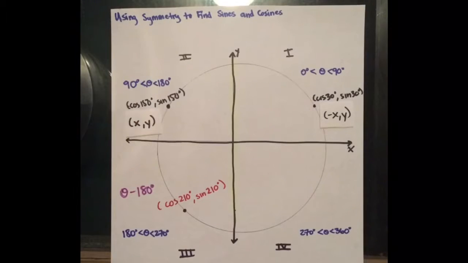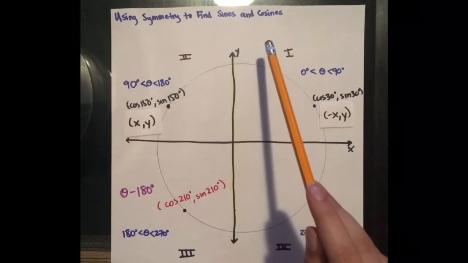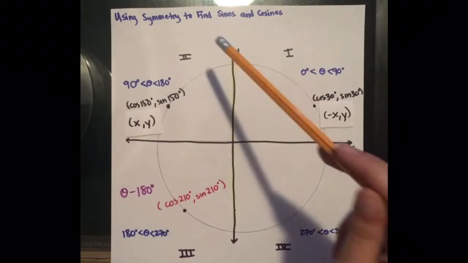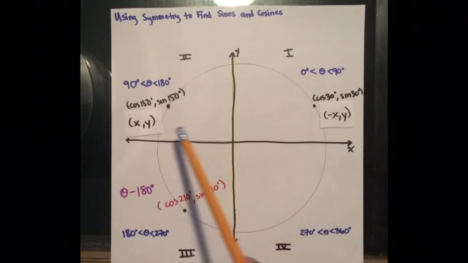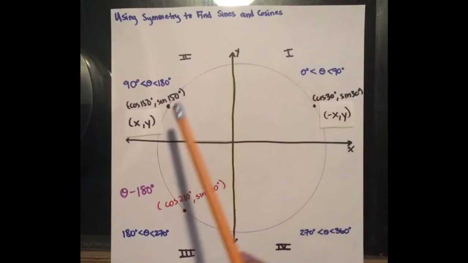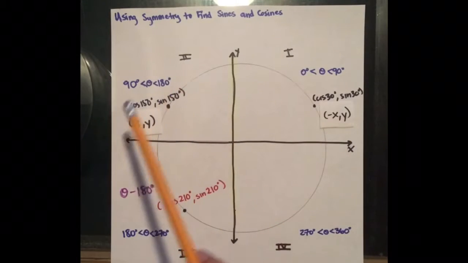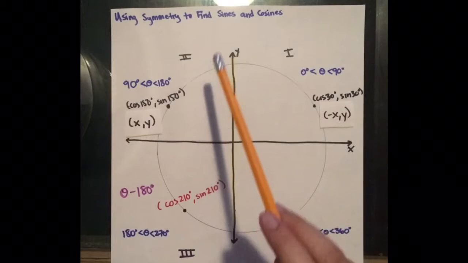For our third lesson in 10.5, we will be using symmetry to find sines and cosines. Once you know the coordinates of one point on the circle, you'll be able to find many other points. For second quadrant values, when theta is between 90 degrees and 180 degrees, the rotation of theta, (1, 0), is in the second quadrant. Every point on the unit circle in this quadrant is the image of a point on the circle in the first quadrant under reflection over the y-axis.